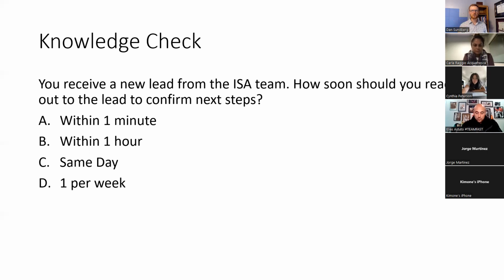So knowledge check one: you receive a lead from the ISA team, it pops up on your Follow Up Boss, you claim it. How soon should you reach out to the lead to confirm next steps? Is it within 1 minute, within 1 hour, within 1 day, or within 1 week? Let's go ahead and see in the chat box. We've got people responding in.